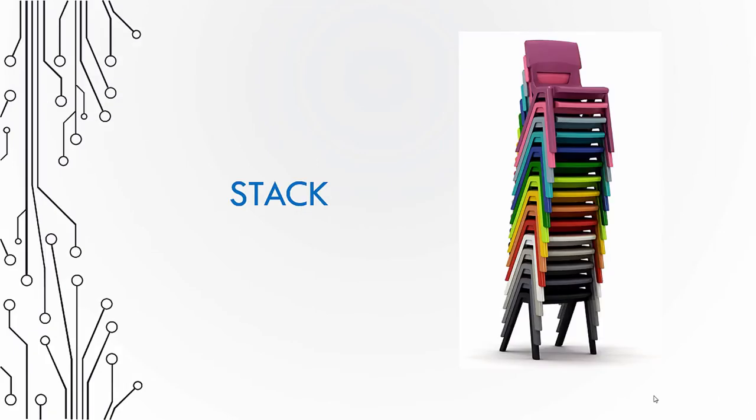It is common to see chairs stacked on top of each other like the one you're seeing in the picture. So this is a stack of chairs. We have a data structure and an abstract data type known as stack, which arranges objects in a similar fashion. So let us study about stack in this video.